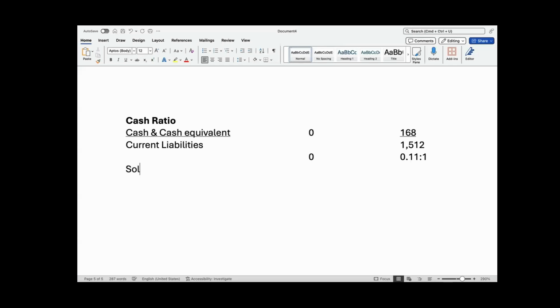Let's do solvency ratio. Here too, you can do 2 or 3 ratios. And the popular one is gearing or leverage ratio, which is your debt to equity ratio. You can do your debt over equity. How much is your debt?